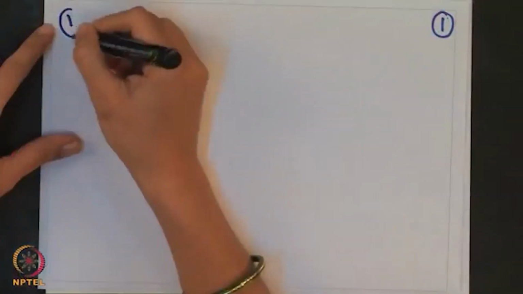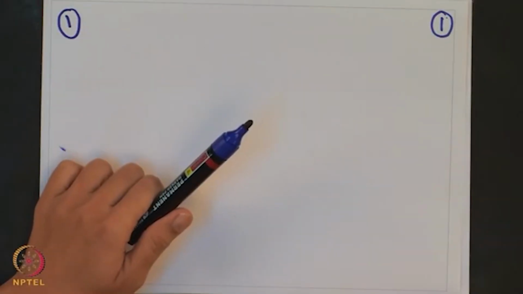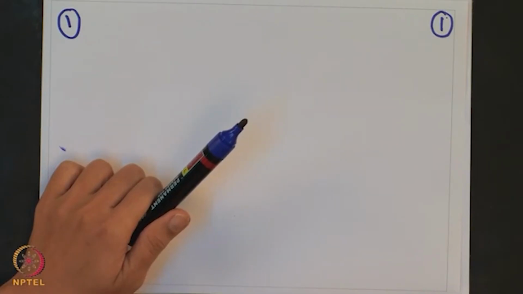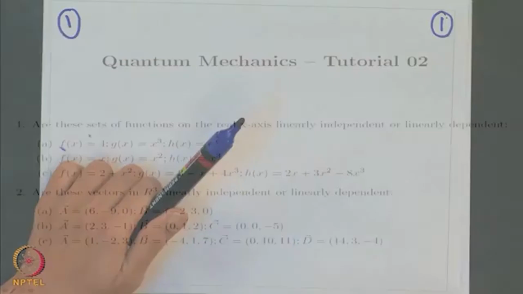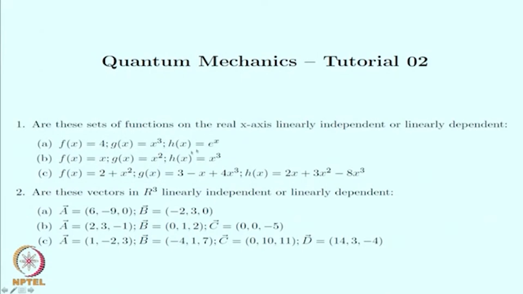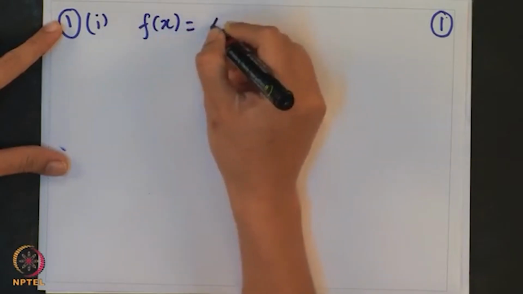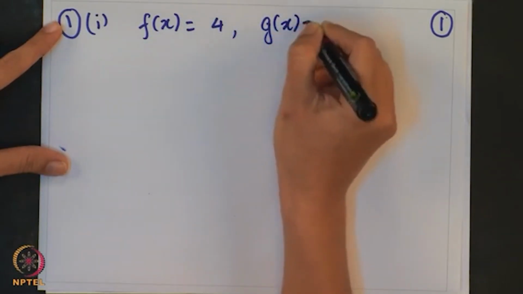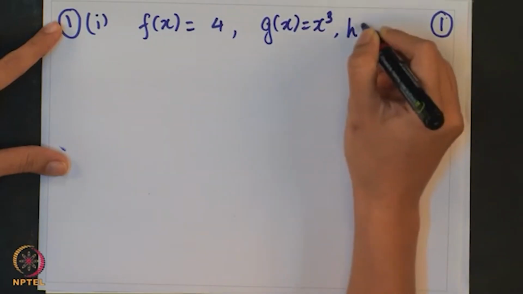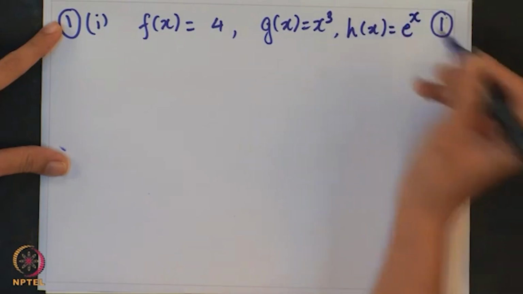So the first problem is very simple. Just to recap, we will start solving the first set, which has 3 subsets, and you have to find out in this problem whether these functions are linearly independent or linearly dependent. So from the first problem, 3 functions are given to you. f of x is 4, g of x is x cube, and h of x is e raised to x.